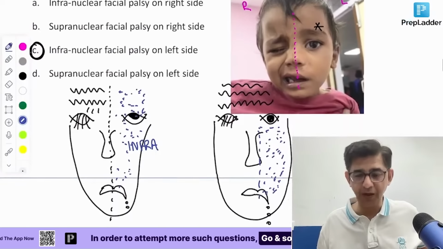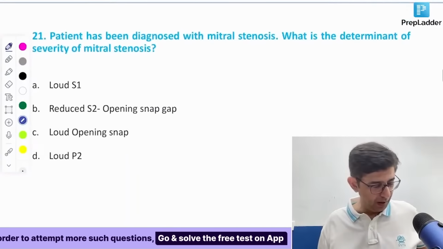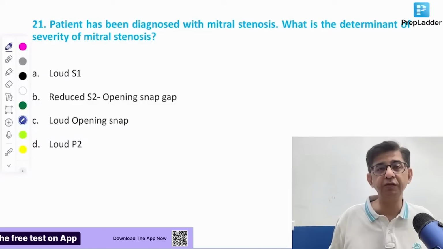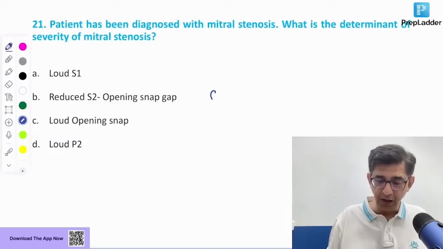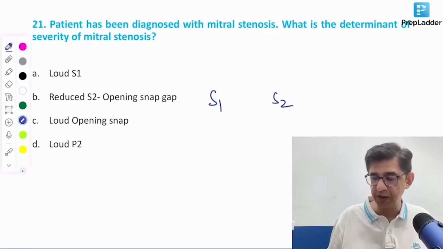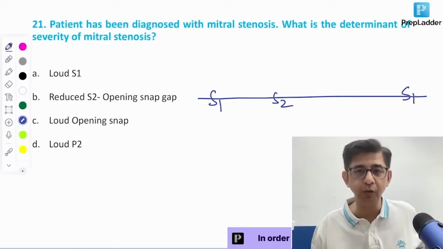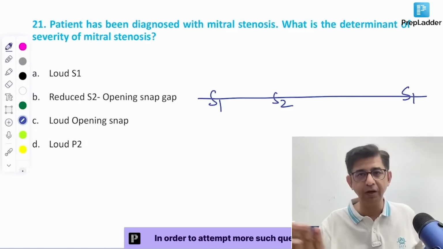This is infranuclear palsy on the left side. Patient has been diagnosed with mitral stenosis. What is the determinant of severity of mitral stenosis? I'll draw a line diagram for the same. This is S1. The FMG paper of last time was more difficult than NEET PG. I've solved both of them for the viewers on YouTube, do check both of them.